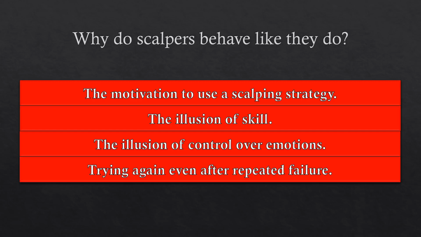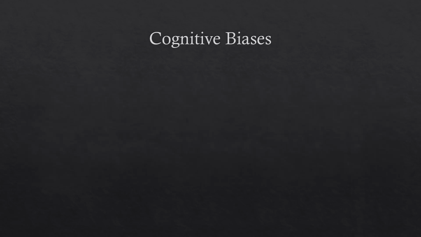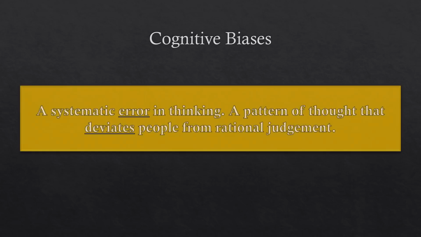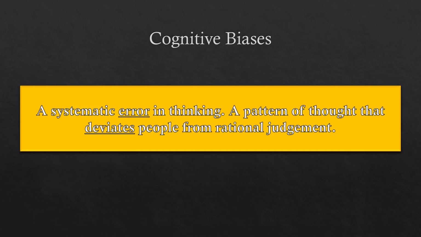First of all, we should define what a cognitive bias is. A cognitive bias is a systematic error in thinking, a pattern of thought that deviates from rational judgment. These errors are present in all human beings, and they have their evolutionary purpose, but that's another story. For this course, you should know that cognitive biases are faulty thinking patterns that steer people's behavior away from rationality. Let's begin first by analyzing the motivation to use a scalping strategy.